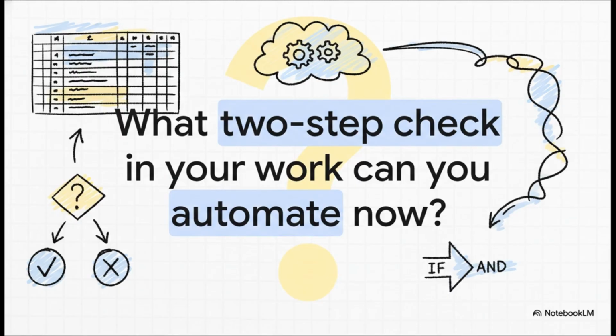So I'll leave you with this question. I want you to think about your own spreadsheets, your own daily tasks. Where are you manually checking 2 different things before you make a decision? Because you now know exactly how to build a formula that can do all that heavy lifting for you.